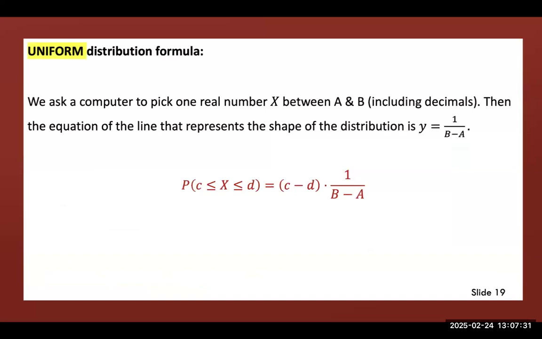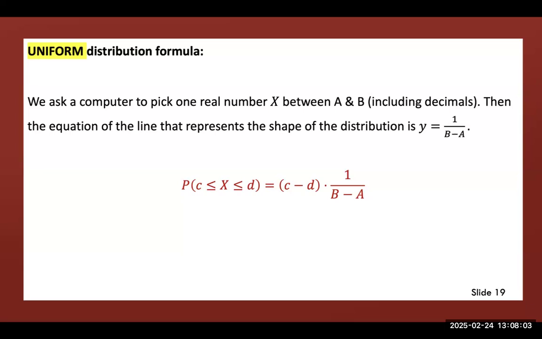In general, the equation for a uniform distribution, if you know you have a uniform distribution, and let's say you ask a computer to pick the numbers between 5 and 300. Whatever numbers you have, let's call the first number A and the second number B. So if A is 5 and B is 300, then the equation of the line that represents the shape of the distribution is just you subtract the two numbers and it's 1 divided by that.